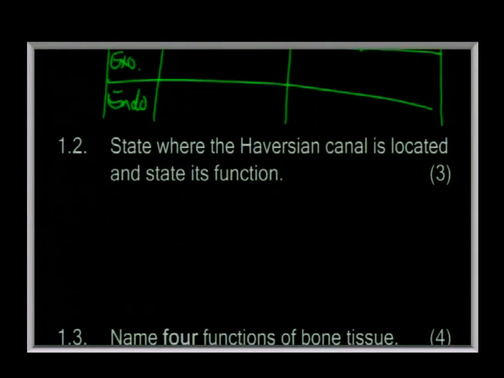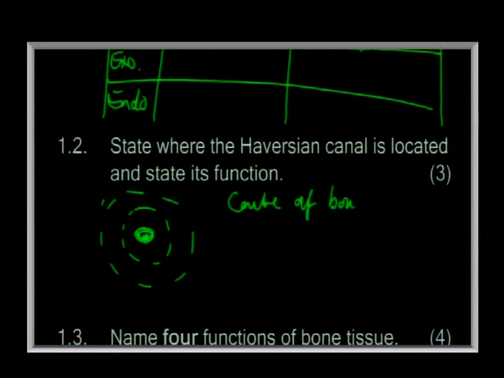State where the Haversian canal is located and state its function. Well, the Haversian canal is right in the center of bone tissue. Okay, so the Haversian canal is located in the center of bone tissue.